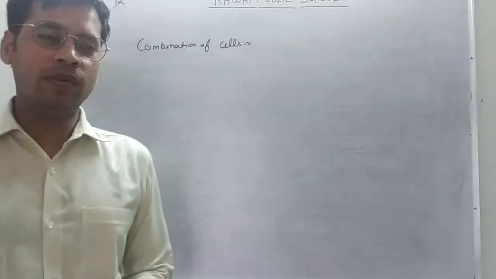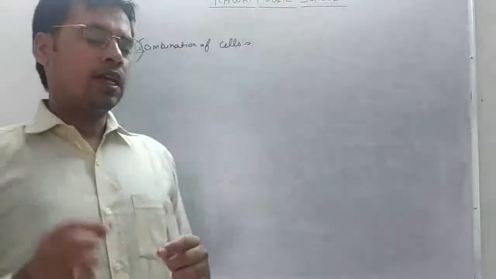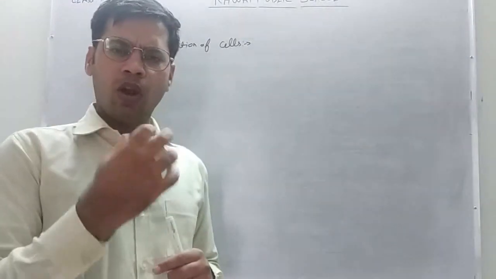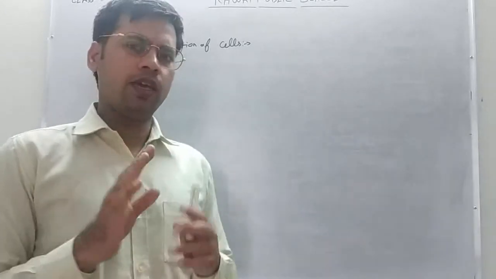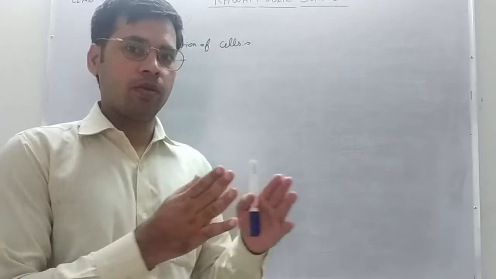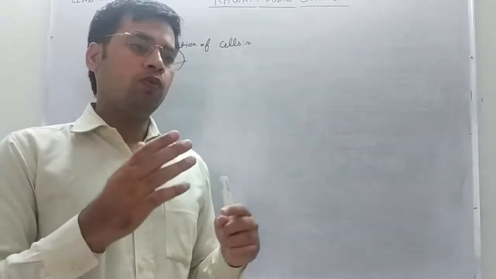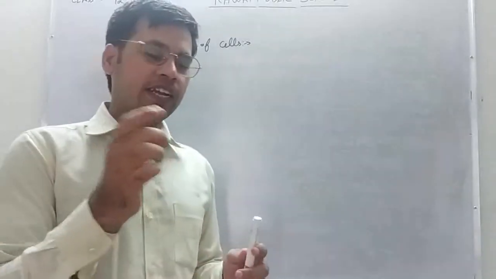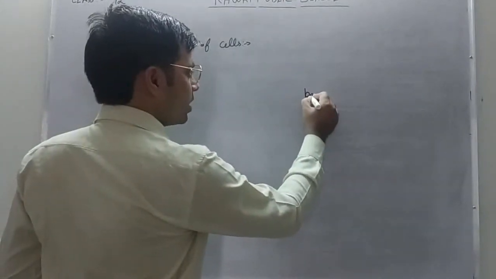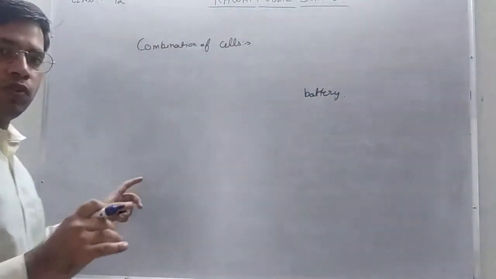Today in this video we will learn about combination of cells. First of all, when we connect a cell in a circuit, what happens? We get a very small amount of current. But we want a large current, a big amount of current in the circuit. So what did we used to do? We used to combine the cells, and that combination of cells is known as a battery. This is combination of cells.